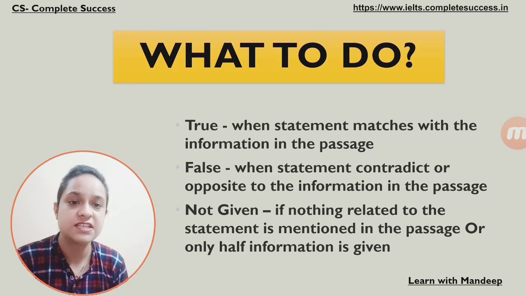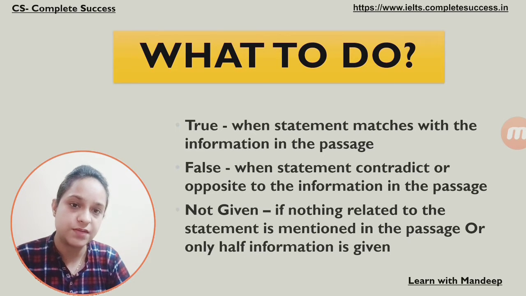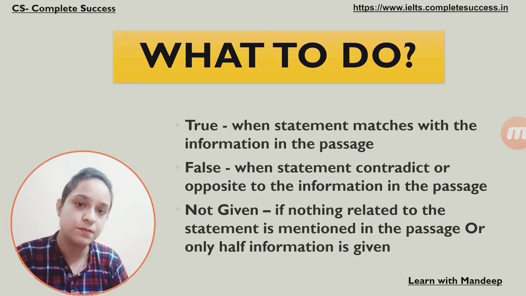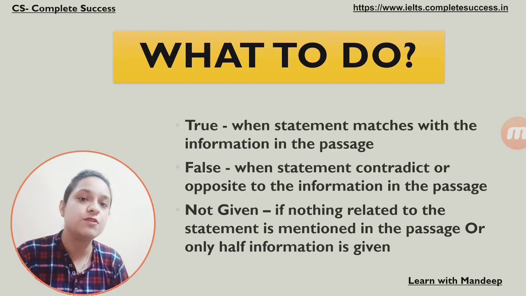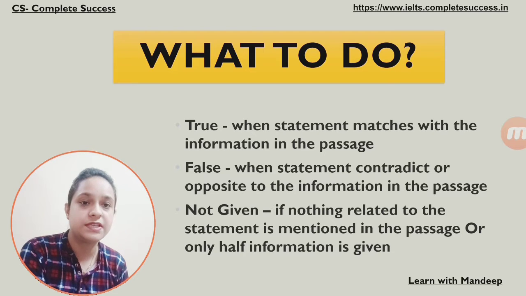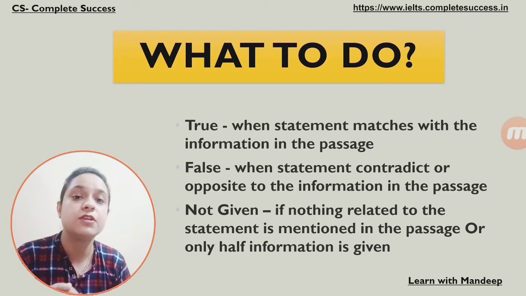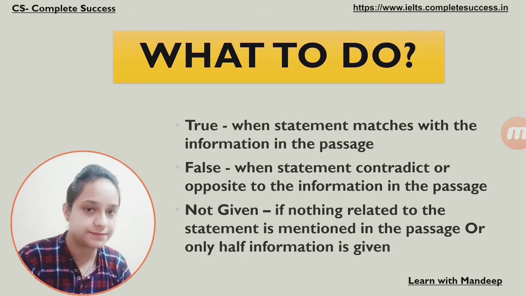And when nothing related to the statement is given in the passage, or only half the information is given, like there is some statement matching with the passage but there is not a detailed description whether it is true or false, meaning when you are unsure whether it exactly matches or whether it is the exact opposite, then you can write Not Given because it is neither true nor false.